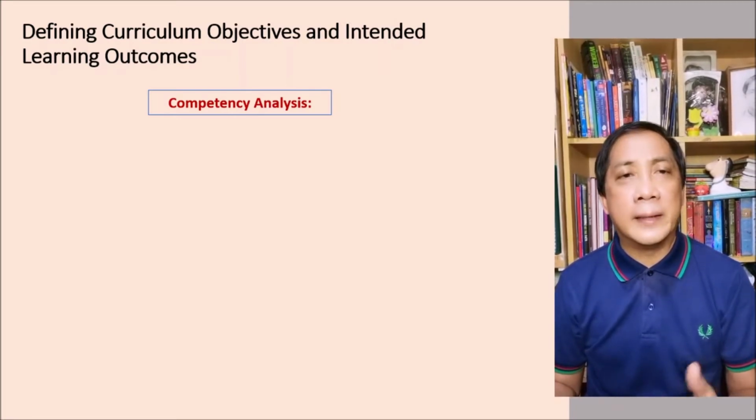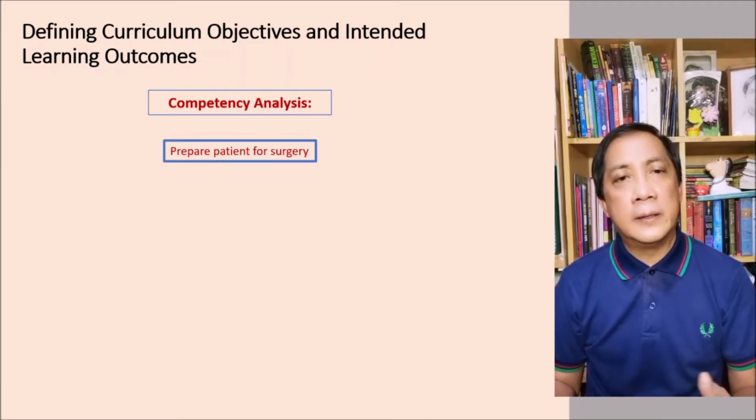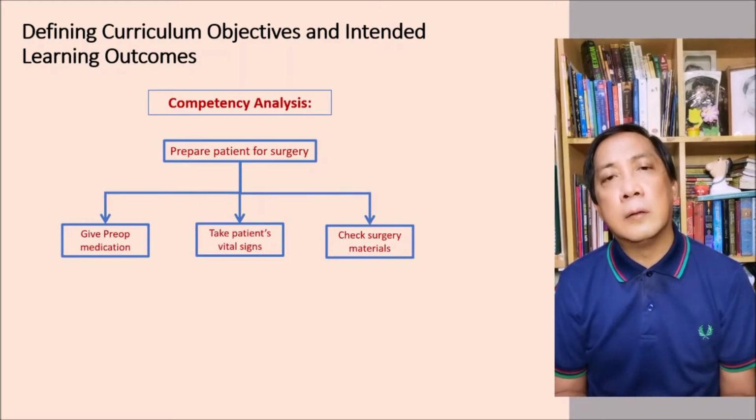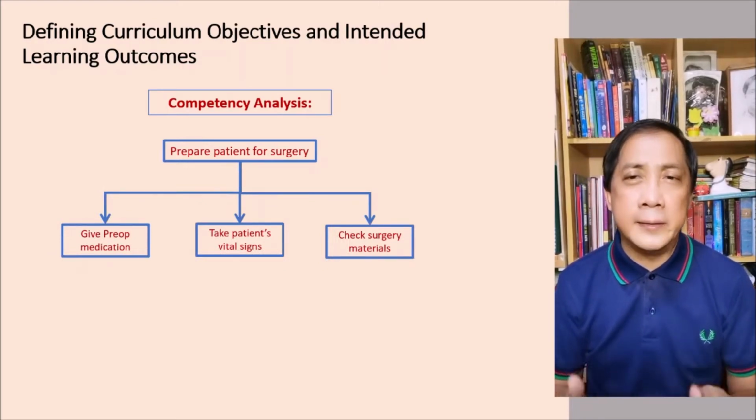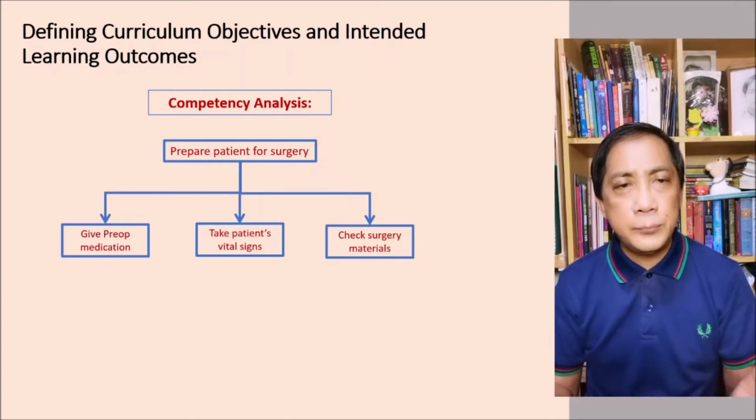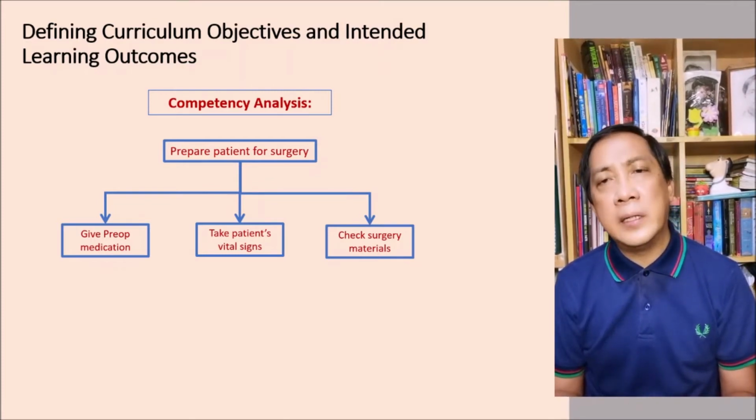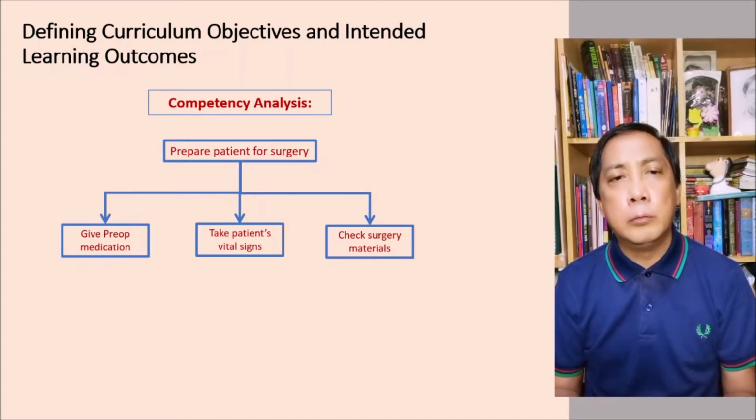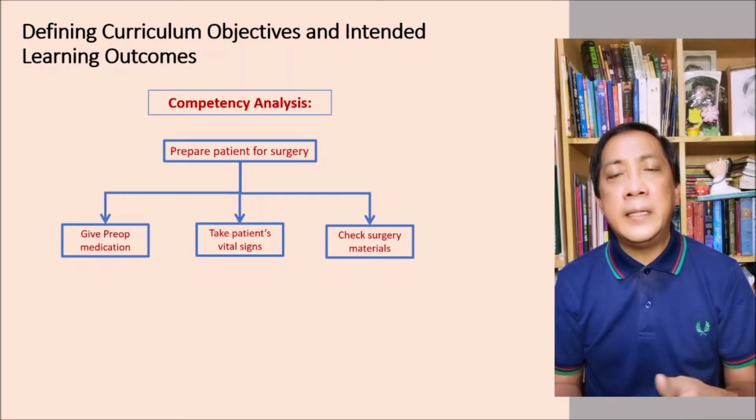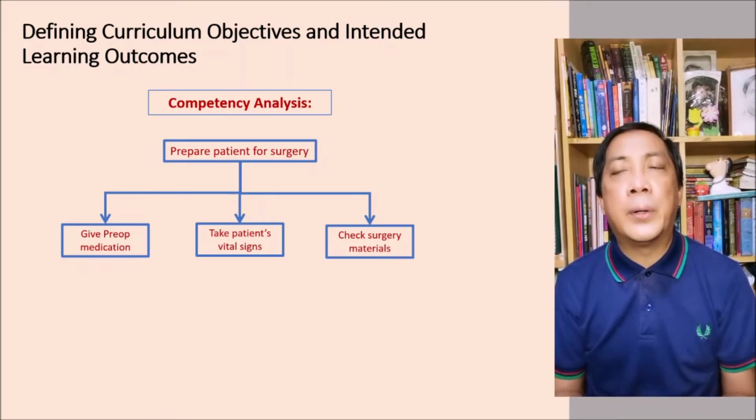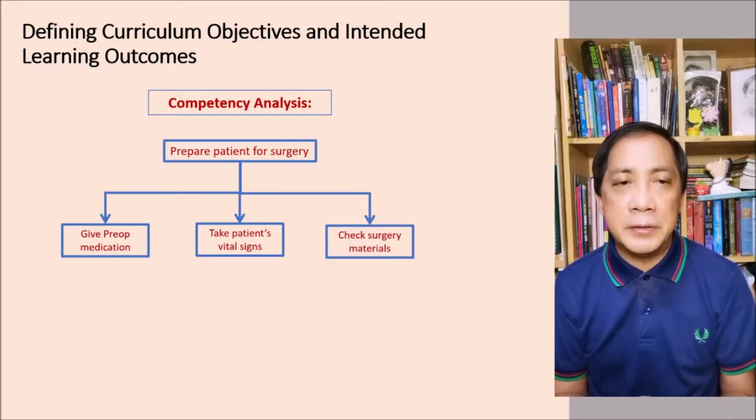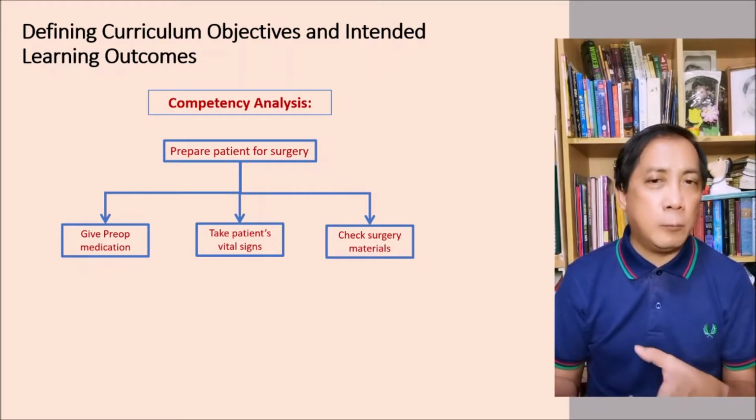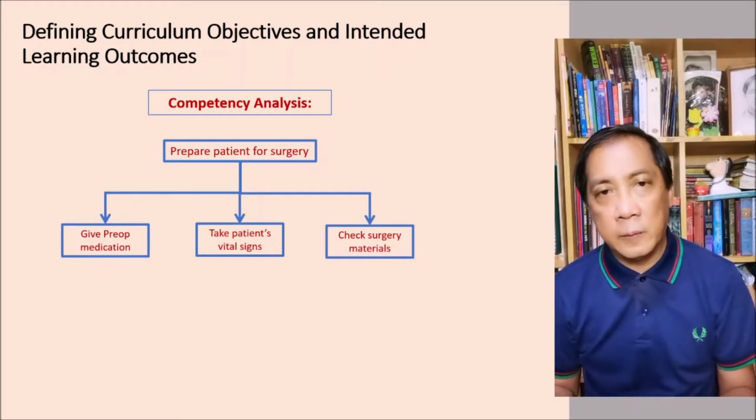So we define competency analysis. Let's say, for example, you have prepare patient for surgery. Then, of course, to be able to prepare a patient for surgery, if you're an anesthesiologist or a nurse or a pediatrician, the pediatric consult, then you should know how to perform the needed tasks within the responsibility of preparing patients for surgery, like giving pre-op medication, taking the patient's vital signs, and checking whatever materials are needed to perform the procedure.